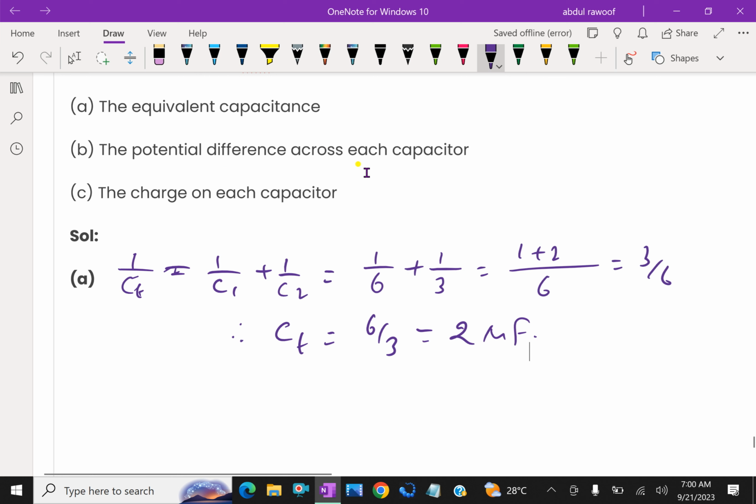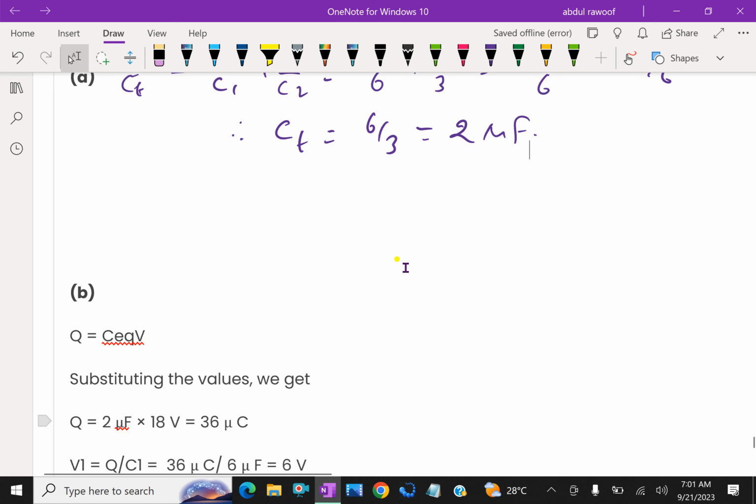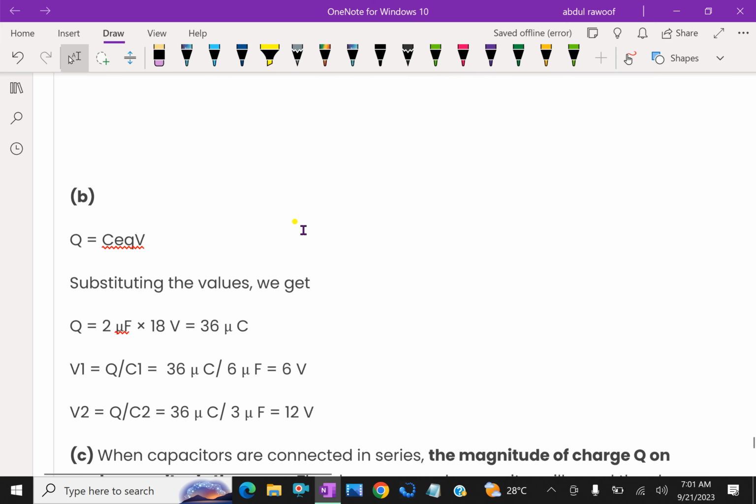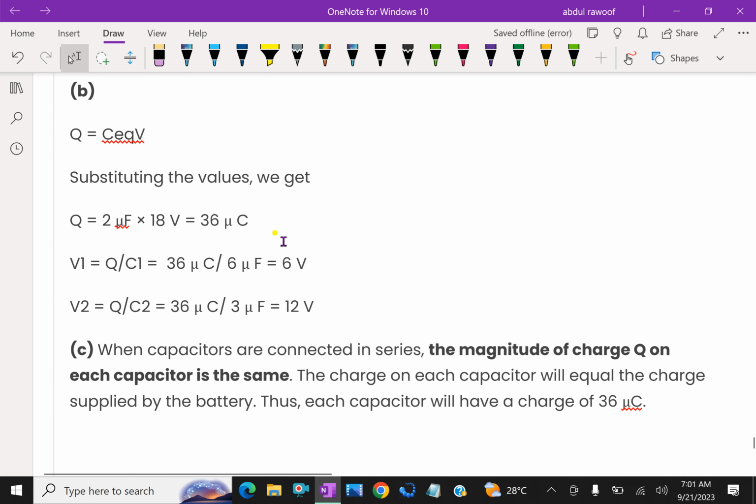Next, the potential difference across each capacitor. In series, the voltage across each capacitor is different. That means the voltage is distributed. So, Q equal to C equivalent into V. Now, substituting the values, Q equal to 2 microfarad into the common voltage of 18 volt, that is Q equal to 36 microcoulomb. Now V1, the voltage across the first capacitor, equal to Q over C1.